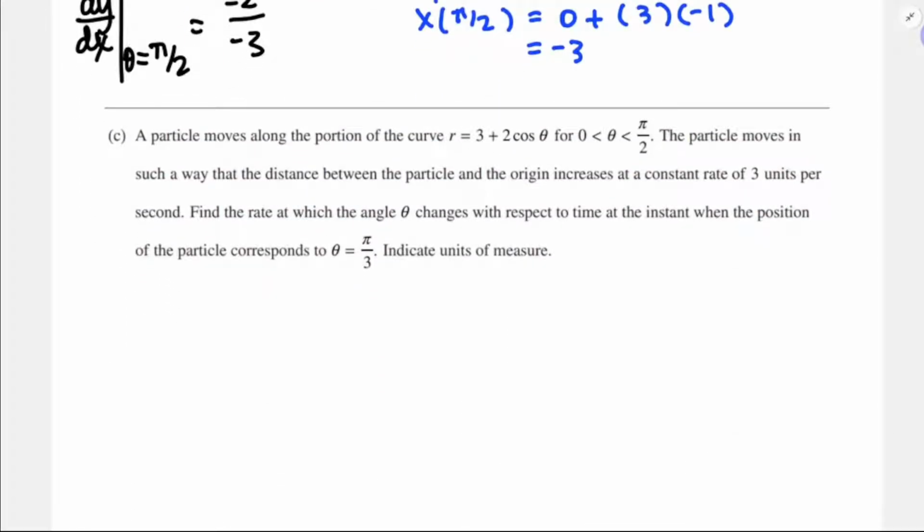Alright, and then we're going to say a particle moves along a portion. Okay, so this is one of those problems that I actually focused on pretty heavily this year in my class. I'm not totally sure why, but I just decided to, I guess. And we did a bunch of these.